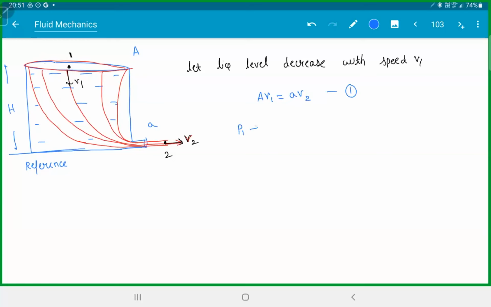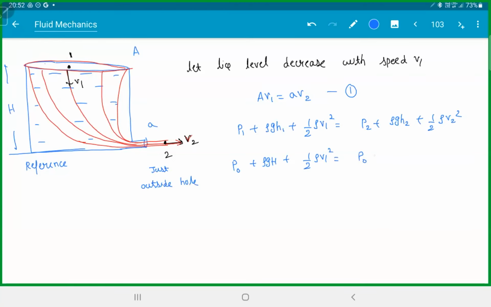Next thing, Bernoulli equation: P1 plus rho g h1 plus half rho V1 squared is equal to P2 plus rho g h2 plus half rho V2 squared. So what is P1? P naught. Why? Because it is exposed to atmosphere, the top surface. Rho g H, that will be H, plus half rho V1 squared. What is P2? P2 is also P naught, no? Because the point 2 is just outside the hole. So the pressure is still P naught only. Height will be 0 because of the reference line, and half rho V2 squared. P naught will cancel.